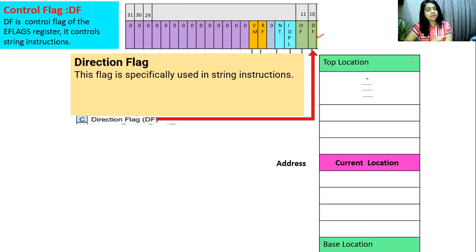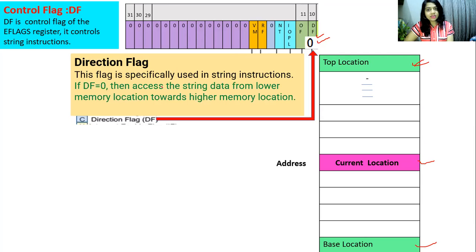So let's assume that this is memory, and there is data stored in these memory locations. This is the bottom location, and this is the top location of memory. And there is some current instruction which we are currently accessing. So what does the direction flag do? This flag is specifically used in string instructions. And what happens if the direction flag is 0? Suppose this flag is reset, that means it is 0. Then it accesses the string data from lower memory location towards higher memory location.